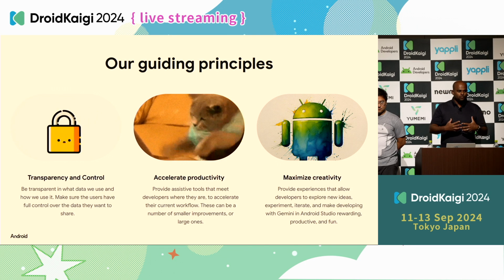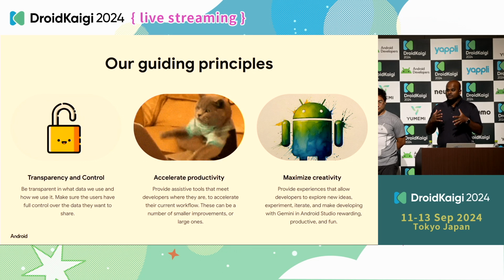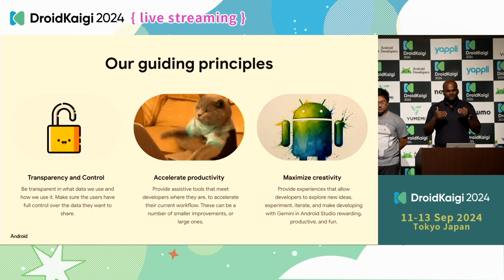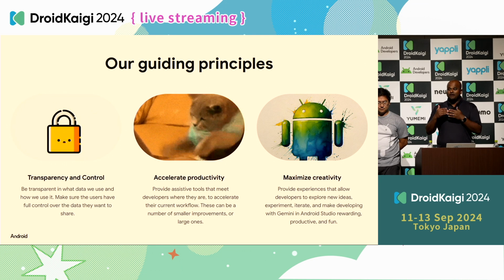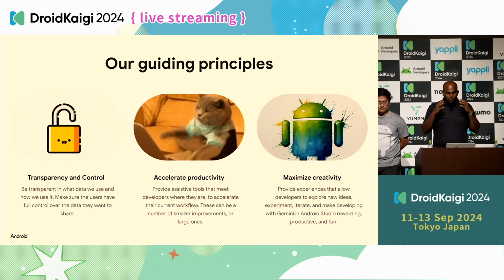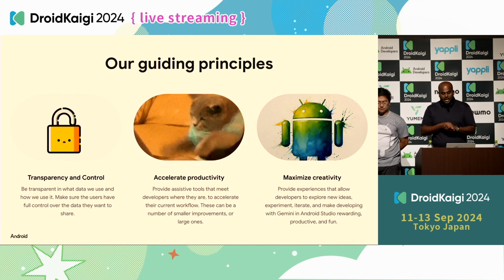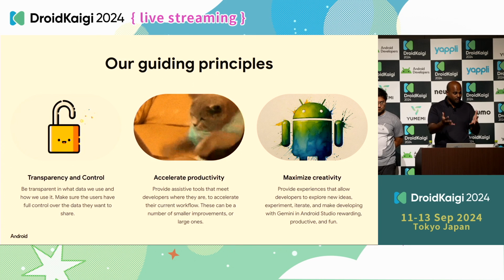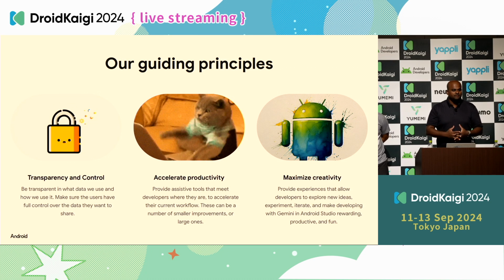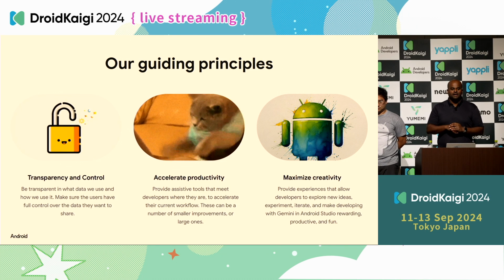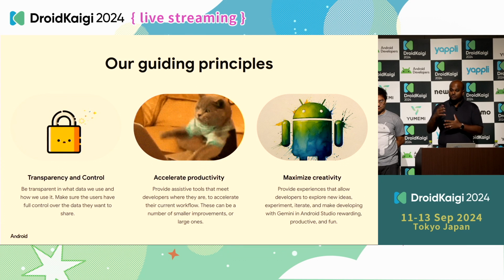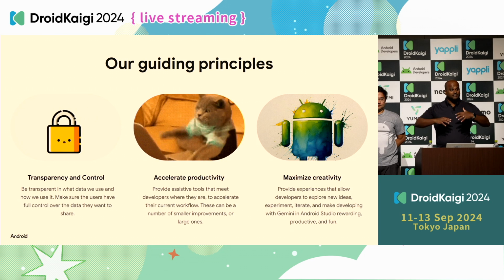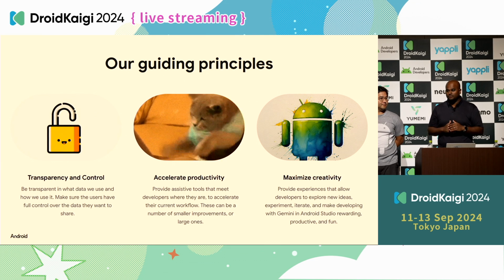But for each feature, we want to make sure that we apply certain guidelines to make sure they meet developers' expectations and not get in the way. And so one of our first guidelines is making sure that we're transparent and we provide lots of control for developers over what information gets shared with Gemini and how that is used. So we'll talk a little bit about some of those options that are available to you. And a lot of folks actually don't realize just how granular those controls are.